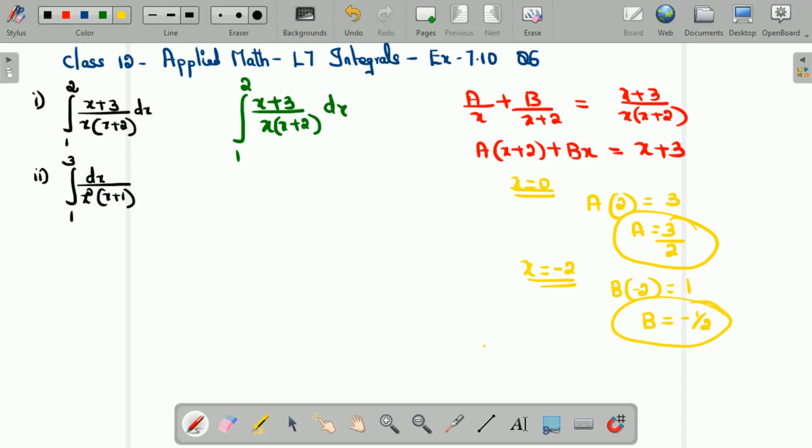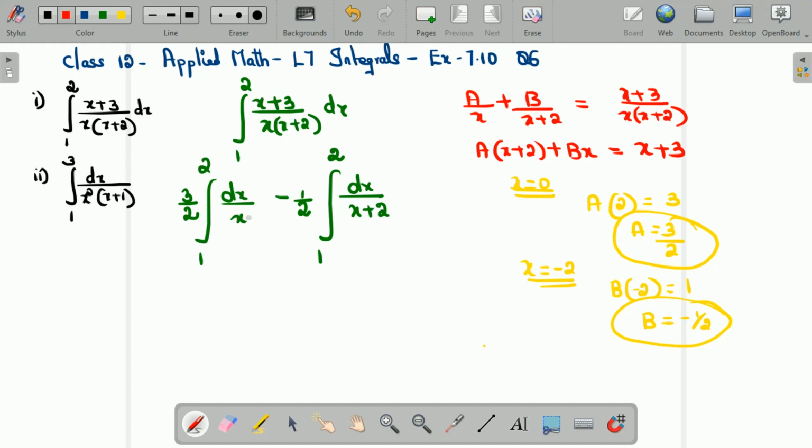Now we are going to substitute that in the integration. So this means it is the integral from 1 to 2. A's value is 3 by 2, which is a constant, so I'm taking it out: 3 by 2 dx divided by x. Now b's term is minus half, again a constant, so I'm taking it outside the integration: minus half into the integral between 1 to 2 of dx divided by (x + 2). Now let's integrate this, then we will apply the limits.